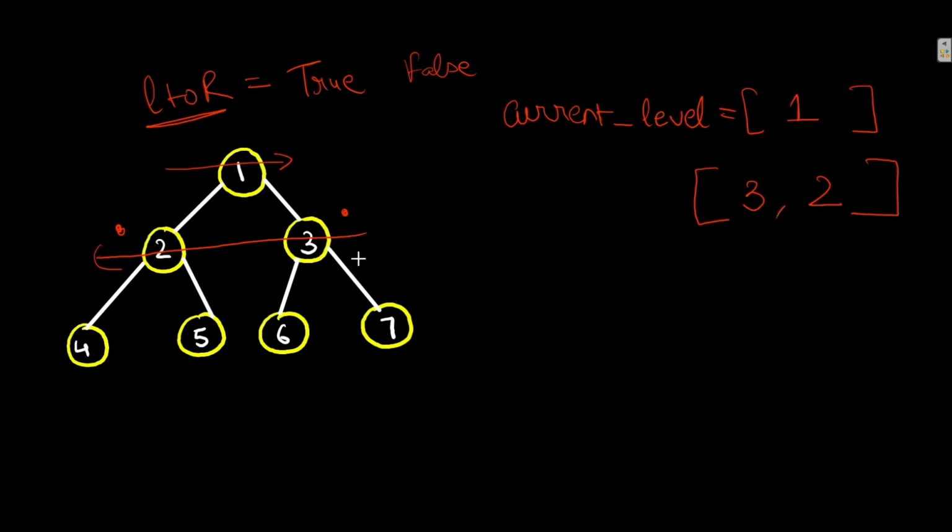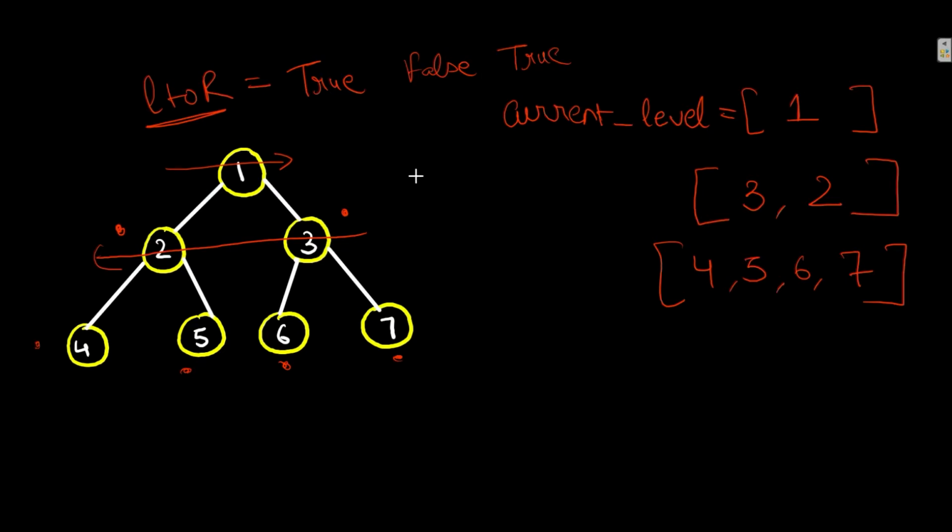Then again, after completing this level, we will make left to right as true. So now when we go to the next level, we will visit 4, we will add 4, then we will visit 5, so we will add 5, then we will visit 6, so we add 6, and then we will visit 7, so we will add 7.